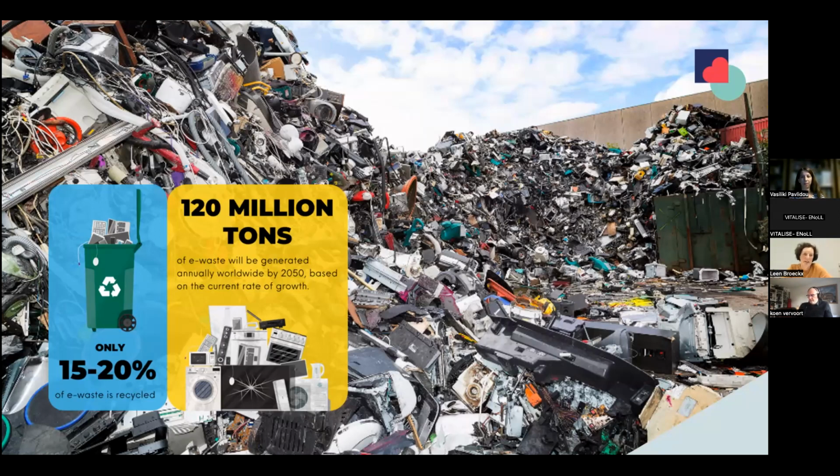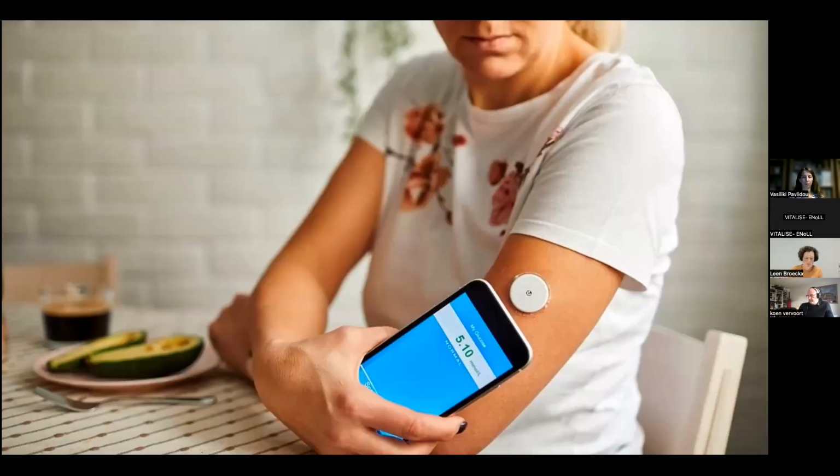And as you see here, there's billions of waste and e-waste as well that's ending up in landfills like this, and only 15 to 20% of e-waste is recycled. And we know that in the 4 years to come, the use of medical sensors and wearables will even be doubled. So also the digital e-waste will grow. So there's a high need for a different approach.